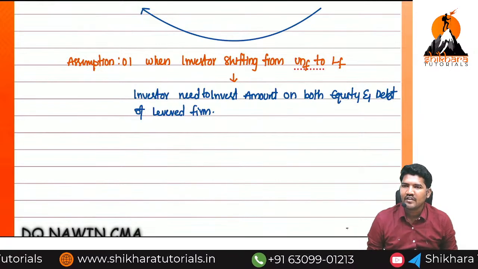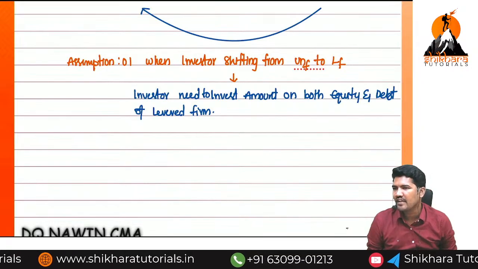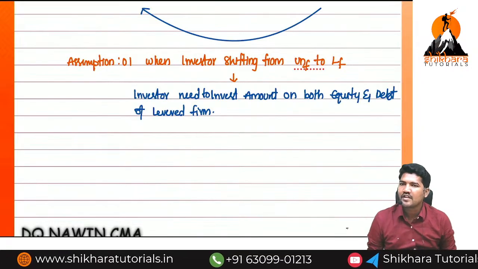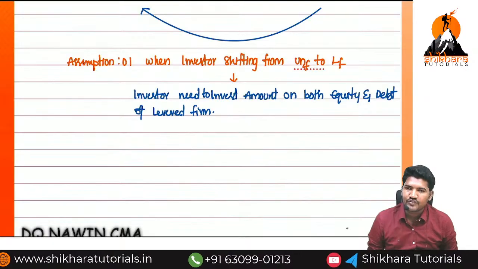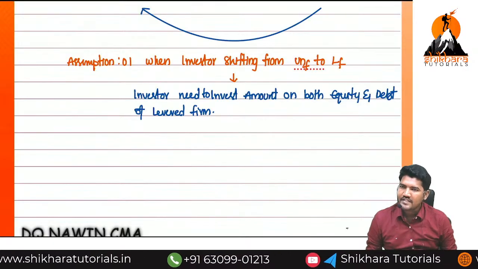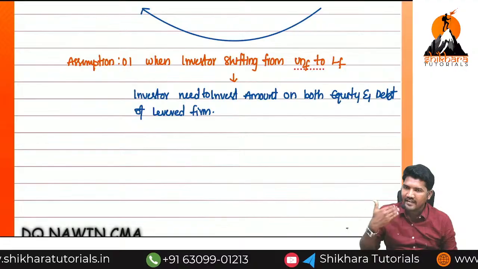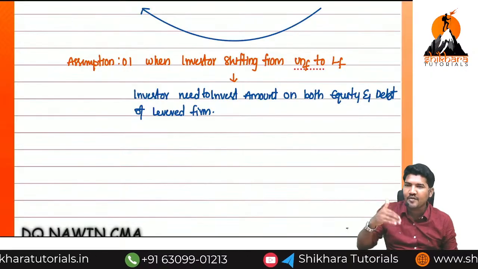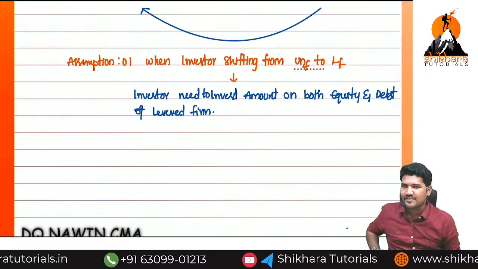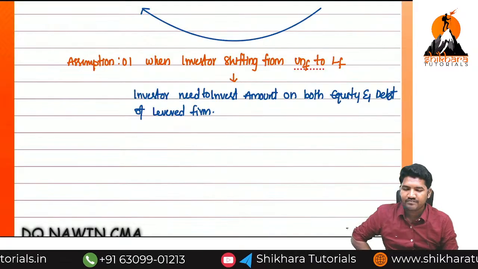Guys, clear? If he invests only in equity, he will receive only the equity dividend. If he invests in both, he will get both. Interest they will give, and after payment of interest, if the company has shareable profits, they will share that profit also. Are you clear now? Done.